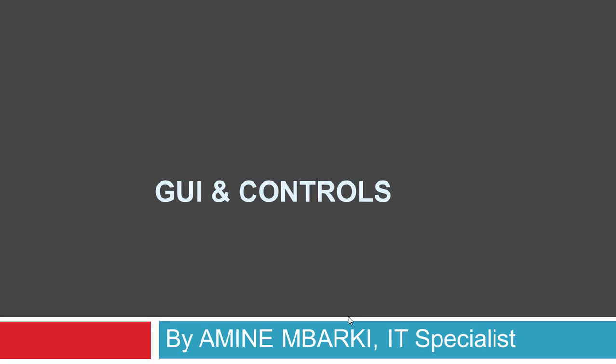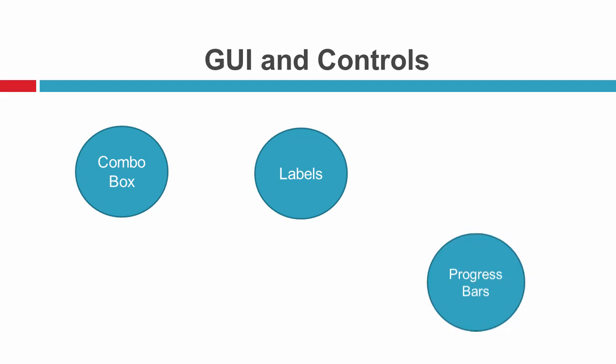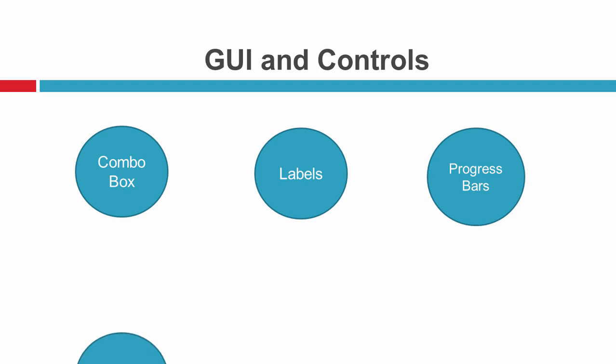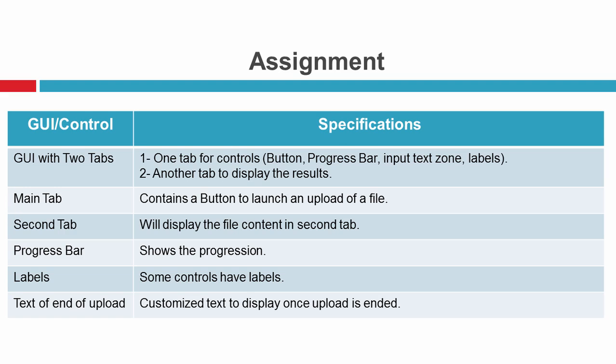In that video, we're going to see the GUI plus the controls. GUI and controls. Controls can be combo boxes, labels, progress bars, buttons, tabs, input text zones, etc. So I propose to do an assignment in order to see all those components and controls within a GUI. The assignment has the following specifications.